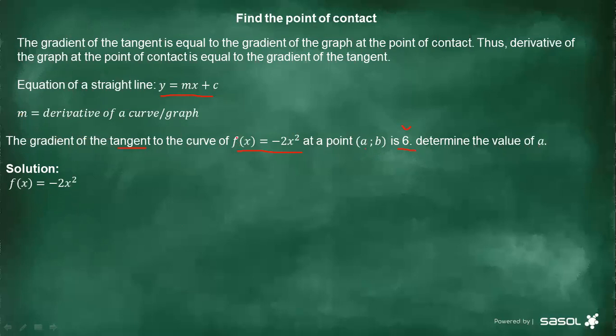You can see we are given the equation there, the graph here. Then when you do the derivative of this, it's going to be equal to this 6. The derivative is -4x. Then we equate it to 6, because we said it's equal to the gradient of a tangent. Therefore, we can now solve the value of x, which is -6/4. Simplify it, and it gives us -3/2. Because we know this represents the value of x there, a equals -3/2. So that's how you determine the value of x, or the value of a, to that point.